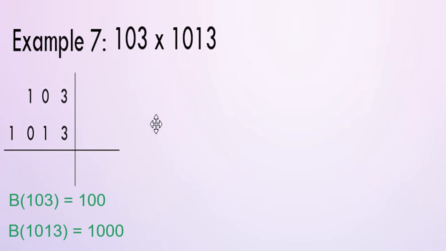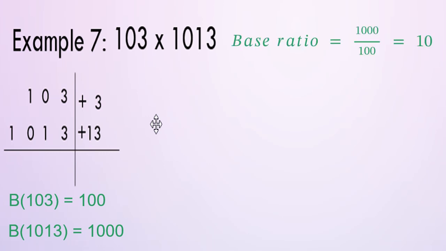103 is greater than 100 by 3. So we write +3 on the right hand side of the vertical line. And 1013 is greater than 1000 by 13. So we write +13 on the right hand side of the vertical line. Step 2, which is, we add or subtract crosswise depending on the sign. This time step 2 is going to be different from earlier cases. We will first take the ratio of bases, higher base by lower. So, 1000 divided by 100 equals 10.